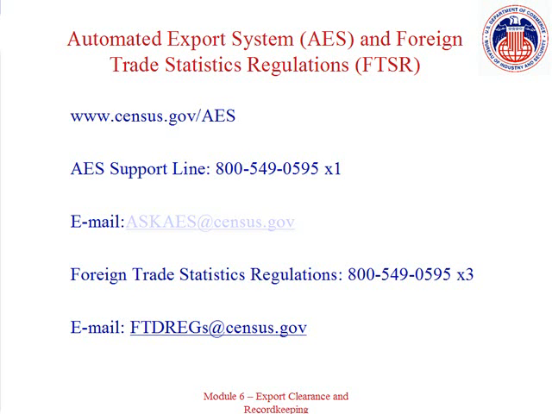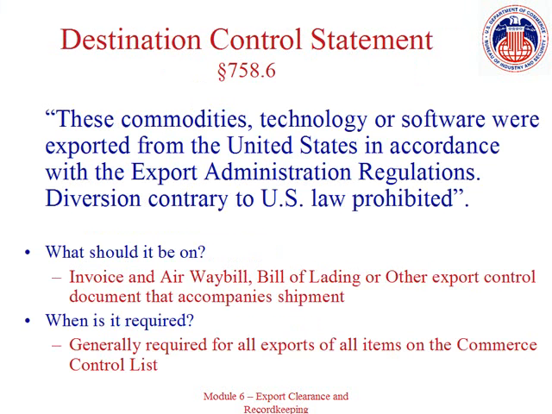If you have questions regarding your AES record filing, you should contact the Bureau of Census. On this page, we've provided various ways to reach the Bureau of Census. We will now turn to other requirements under Part 758 of the EAR. The Destination Control Statement is a statement that must be entered on the invoice and on the bill of lading, airway bill, or other export control document that accompanies the shipment. It's required for the export of any item on the Commerce Control List.